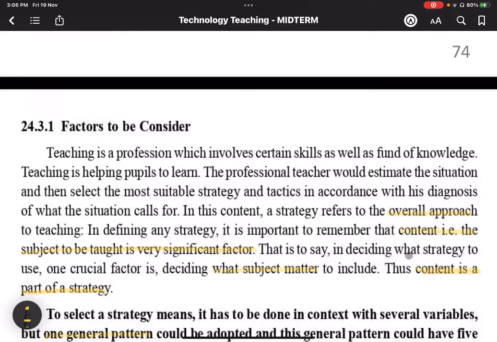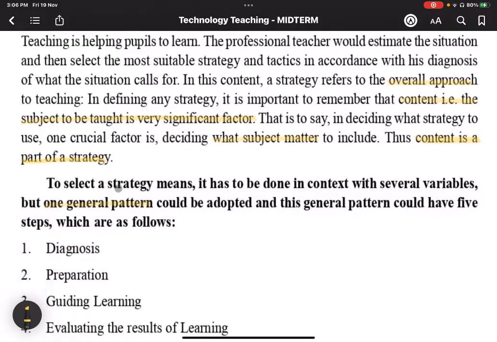That is to say, in deciding what strategy to use, one crucial factor is deciding what subject matter to include. Thus, content is part of a strategy. To select a strategy means it has to be done in context with several variables. So, hindi lang yung content, hindi lang yung first diagnosis mo about their individual differences. Marami tayong variables na dapat i-consider, no? But after knowing those variables and taking them into account, you should be able to form one general pattern, no?